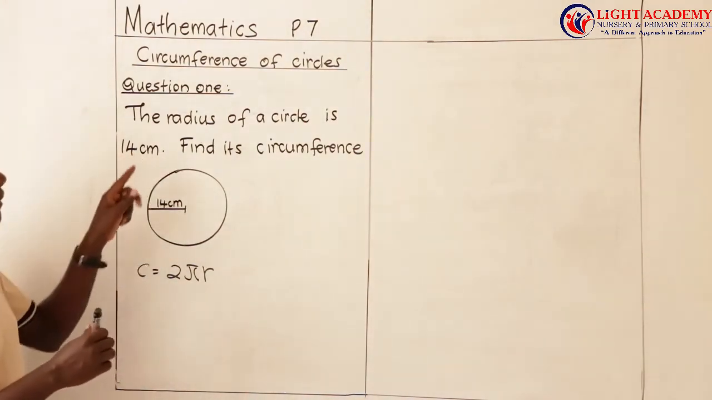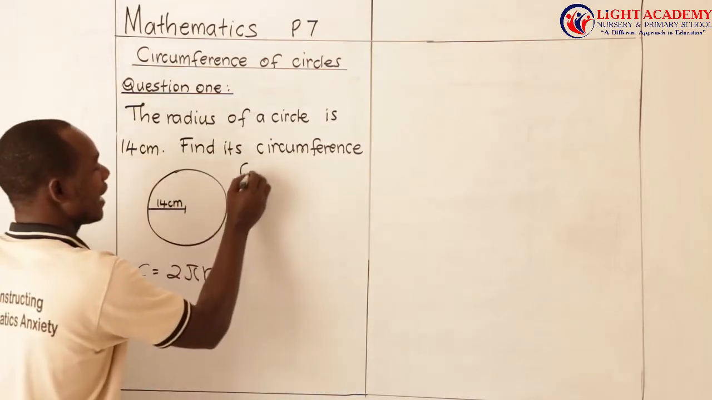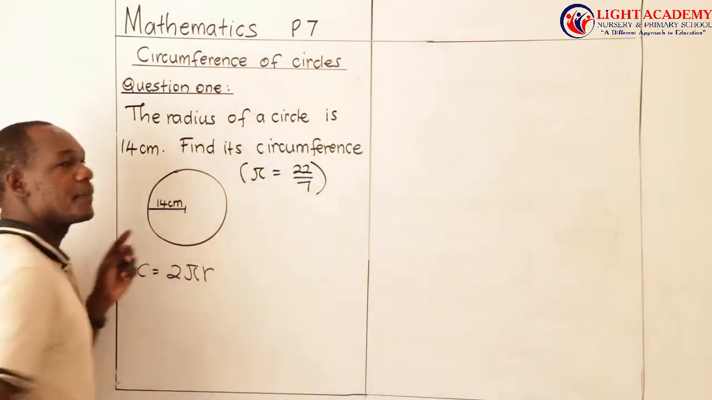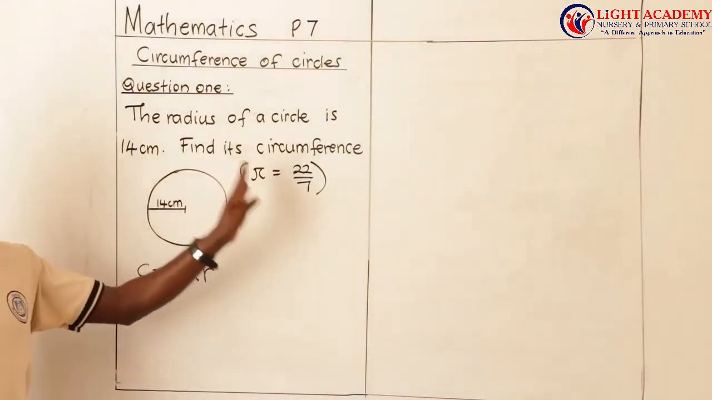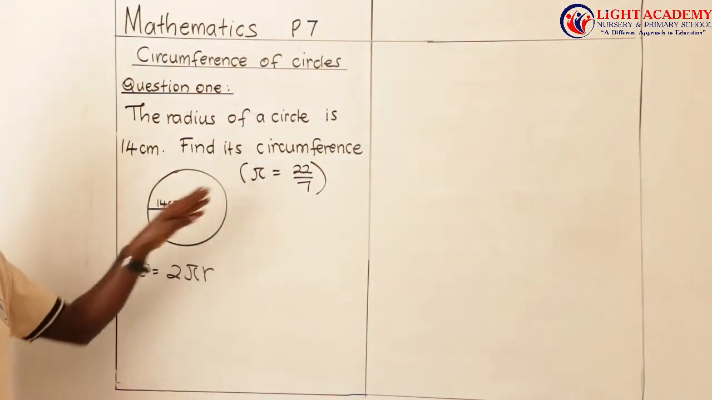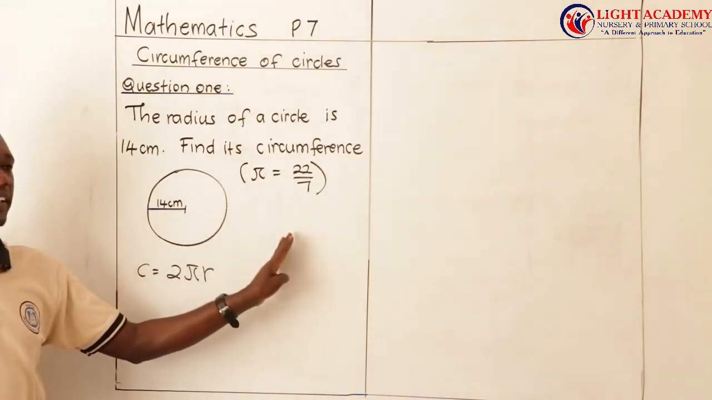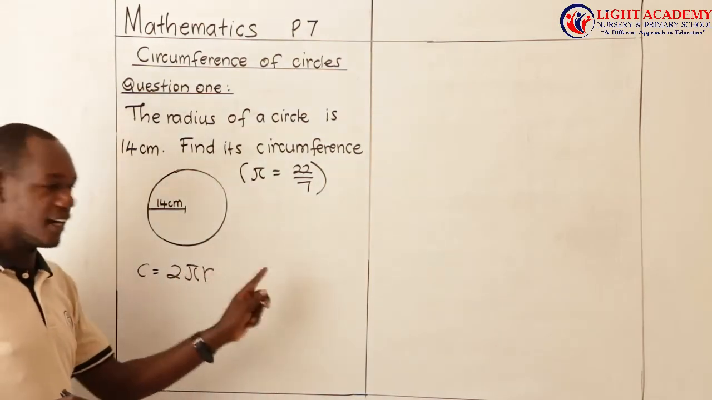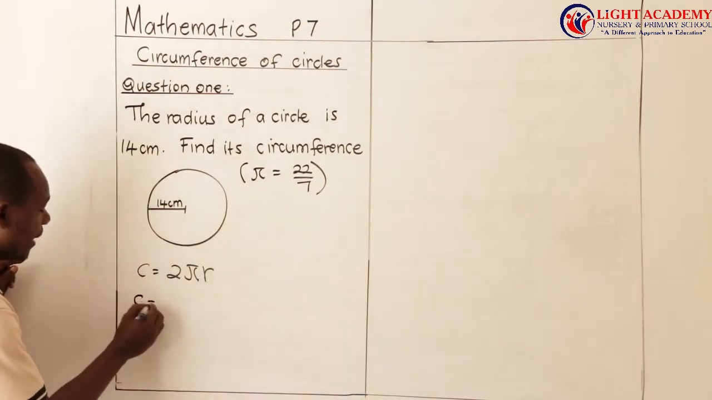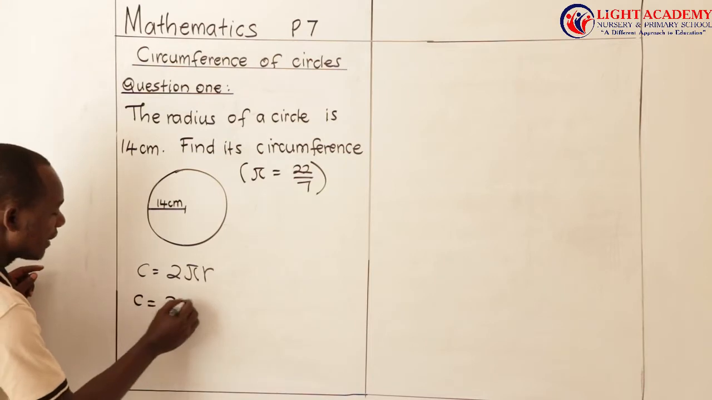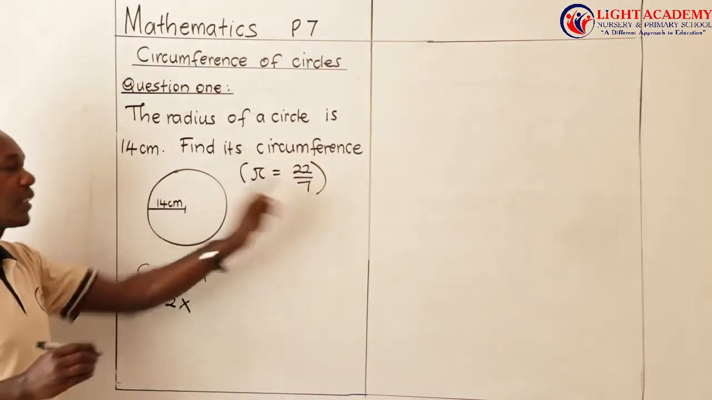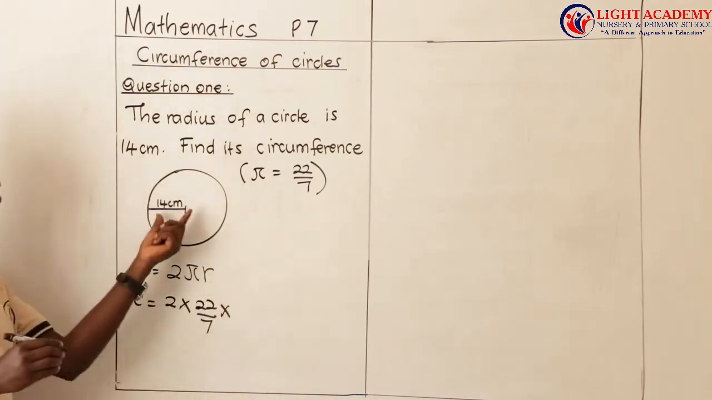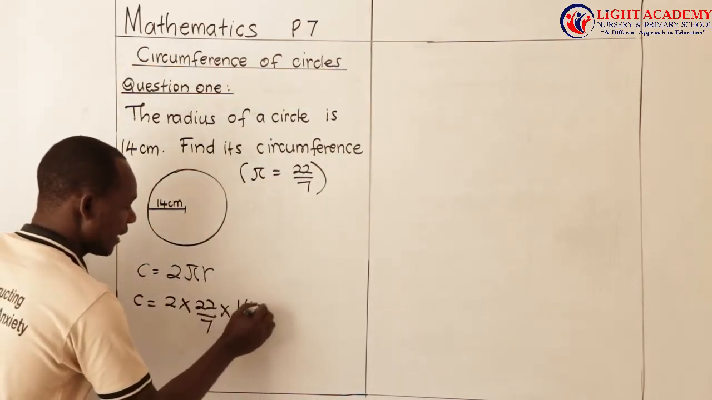Now in this case, let's use the value of pi as 22 over 7. Sometimes they require you to use pi as 3.14, but in this particular number we're going to use pi as 22 over 7. Now, our formula for finding circumference is 2 pi r. So now our circumference will be equal to 2 times the value of pi, which is 22 over 7, times our radius, which is 14 centimeters.